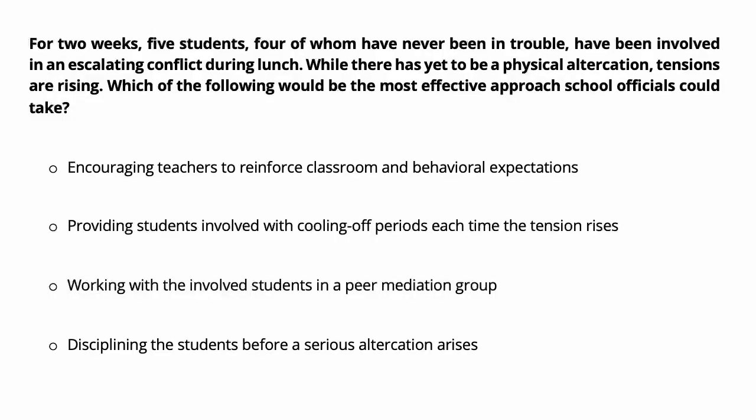Problem 1. For 2 weeks, 5 students, 4 of whom have never been in trouble, have been involved in an escalating conflict during lunch. While there has yet to be a physical altercation, tensions are rising. Which of the following would be the most effective approach school officials could take? Would it be encouraging teachers to reinforce classroom and behavioral expectations? Providing students involved with cooling off periods each time the tension rises? Working with the involved students in a peer mediation group, or disciplining the students before a serious altercation arises?